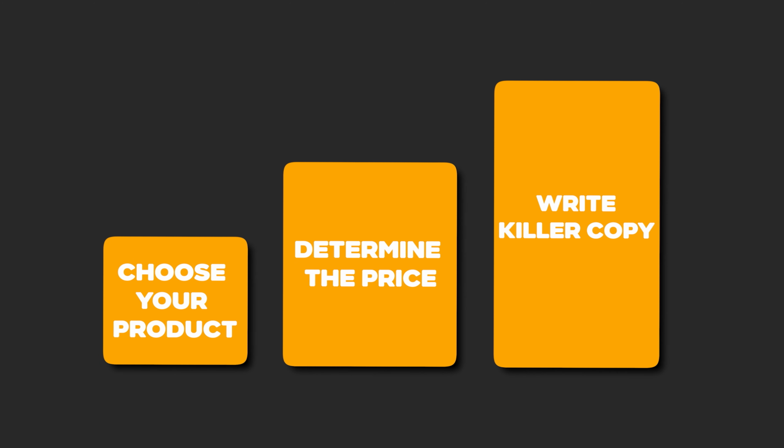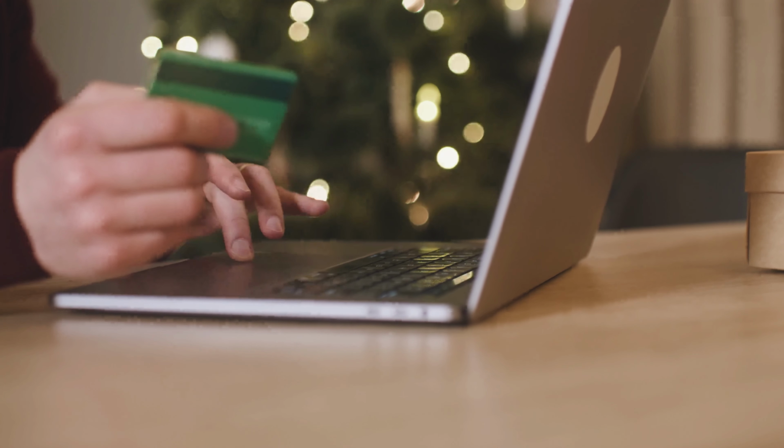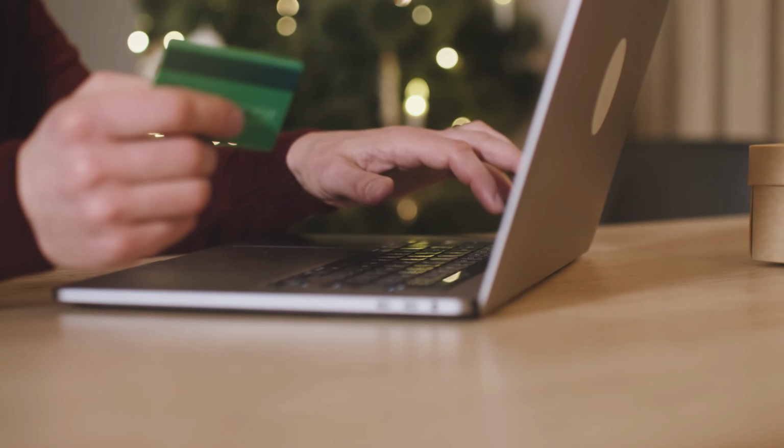Point 3, write killer copy for the order bump. So you've got the product, you've set the right price, now it's time to seal the deal. And this is where the magic happens. If you don't nail the copy, everything else can fall apart. Your words have to make that checkbox irresistible. So think about this, right? You're shopping online, you see an extra offer pop up, and what makes you say yes? It's not just the product or the price, it's what's written there, the copy, that convinces you. It's the headline that grabs your attention, the benefits that speak directly to your needs, and the call to action that makes it easy to say I'm in.